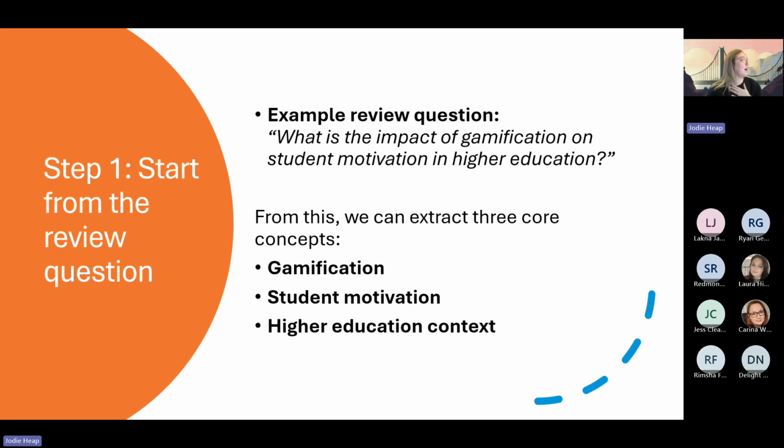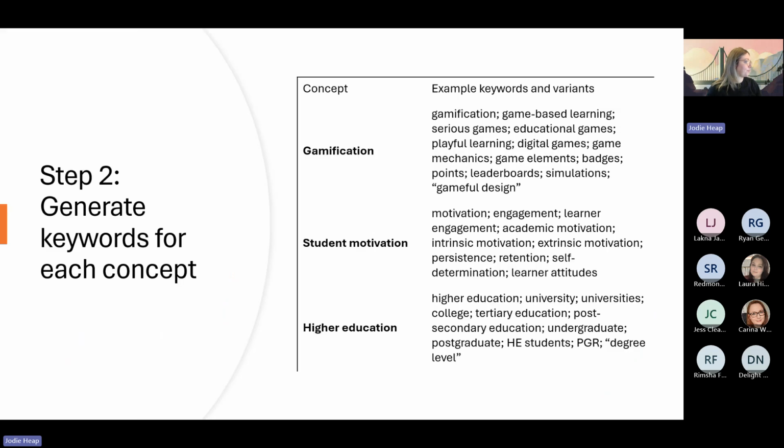So from the start, here we have an example review question. What is the impact of gamification on student motivation in higher education? The three core concepts that I've pulled from that question are gamification, student motivation, and higher education context. So what I would want to do is look at what keywords are available to me and write them down, again, either in a big spider diagram, or if you're technical, jump into Excel and create a record that way.